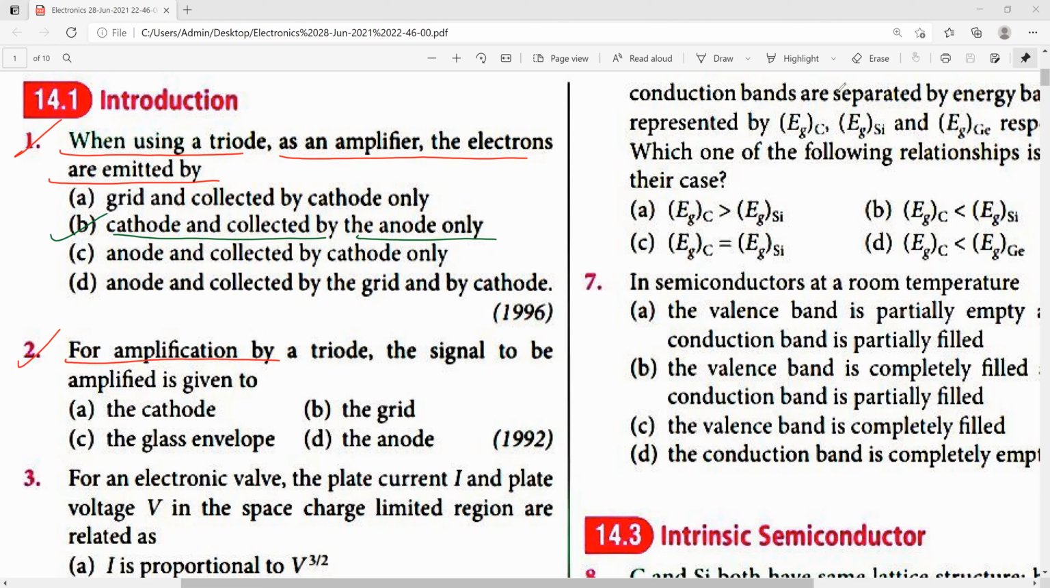Second one, for amplification by a triode, the signal to be amplified is given to: first option cathode, second one grid, third one glass envelope, fourth one anode. So here we know the amplifying action of triode is based on the fact that a small change in grid voltage causes a large change in plate current. So the AC input signal which is to be amplified is superimposed on the grid. Therefore, this one is the right one.